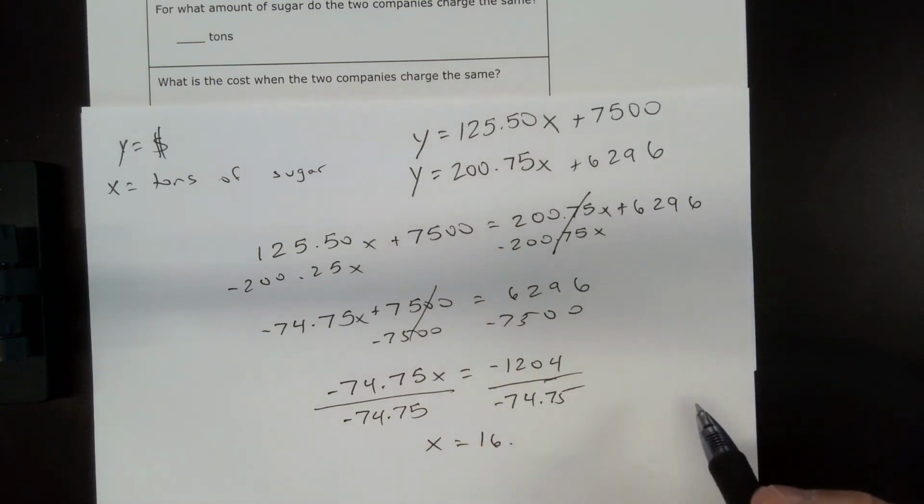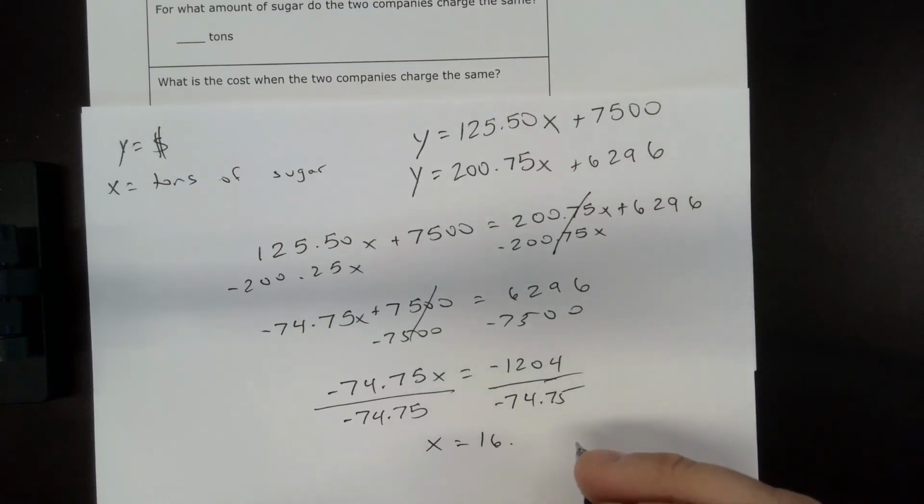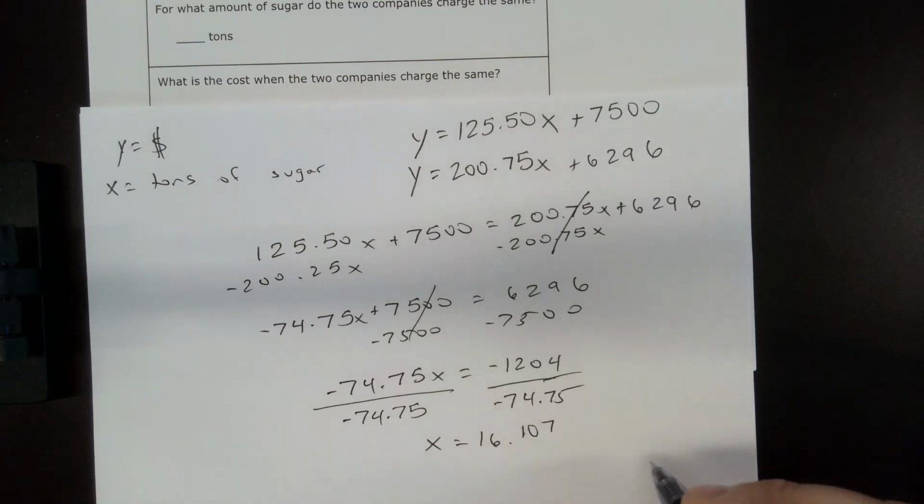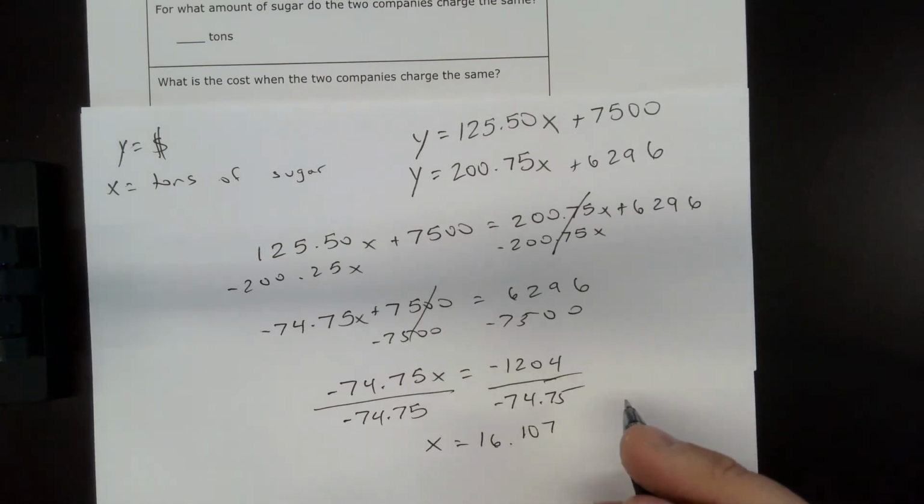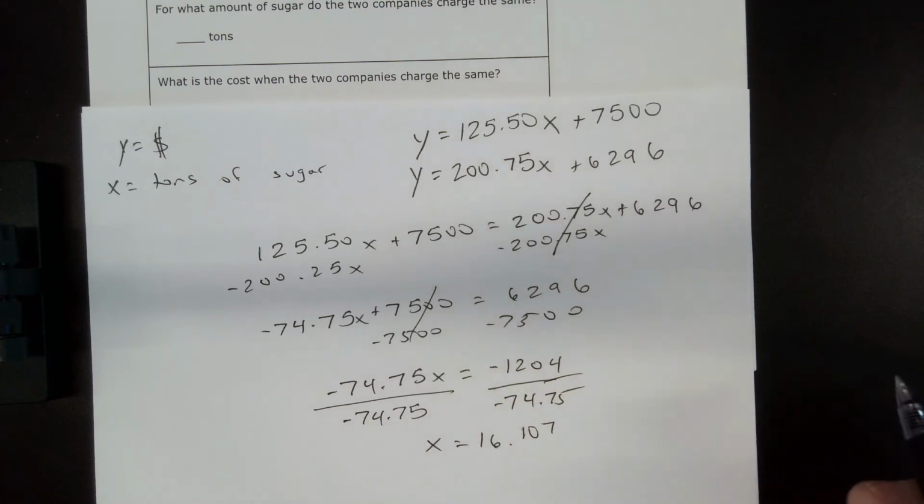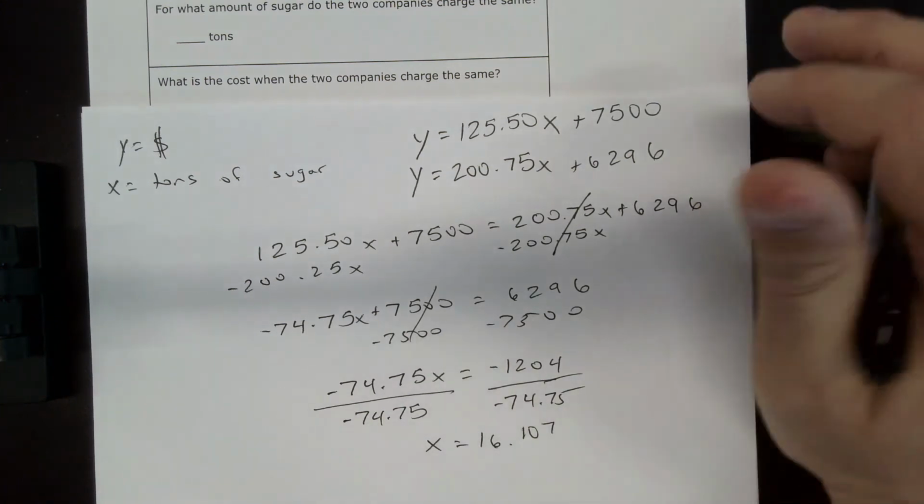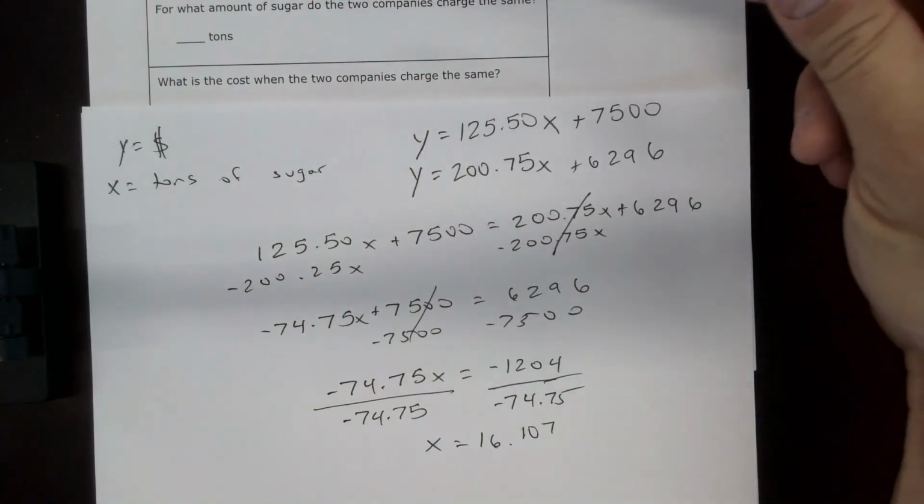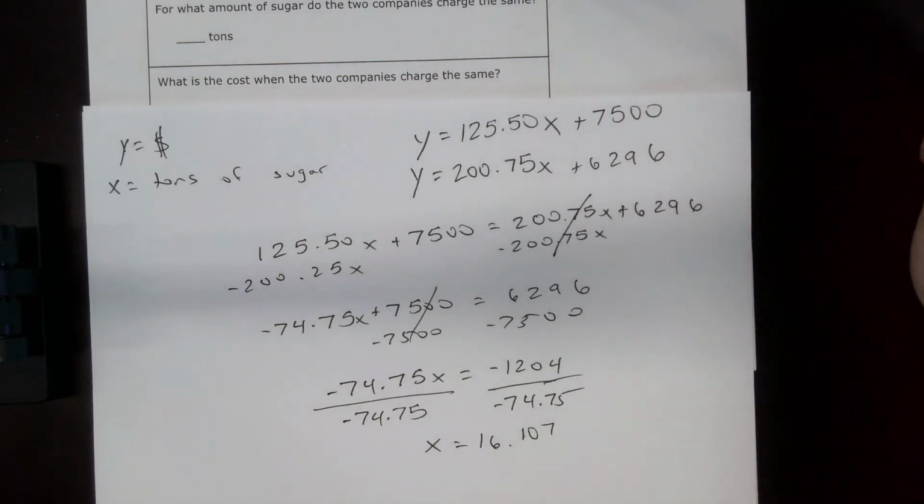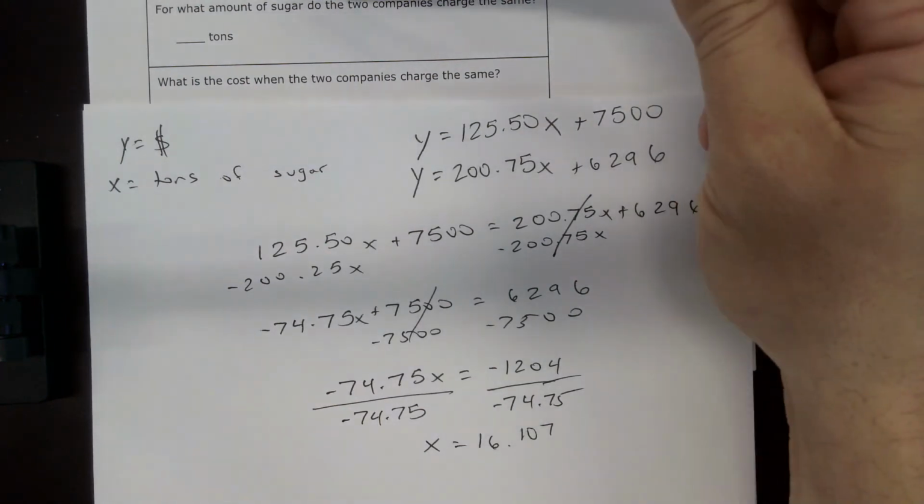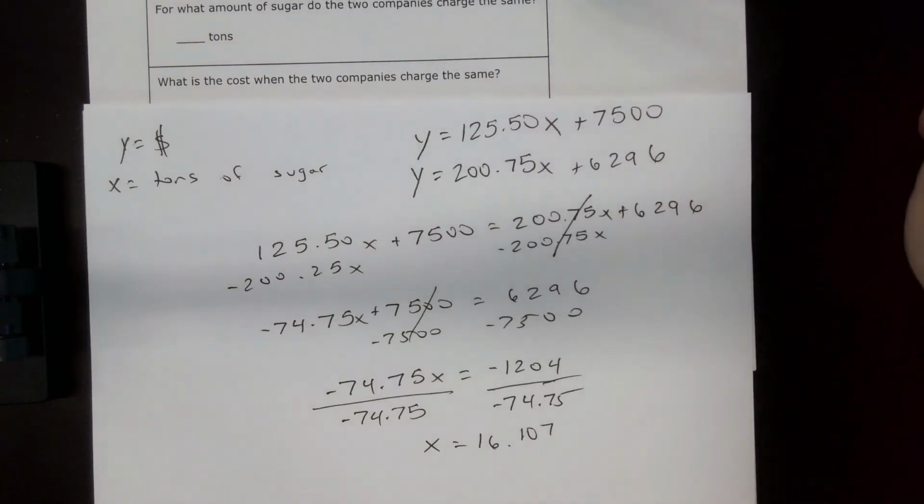So, did we do it wrong? I think so. You got 16 point what? It should have come out whole. We did something wrong here. Hold on, let's read the problem again. It says that it's 7,500 plus an additional 125.50. The second company charges 6,296 plus 200.75.